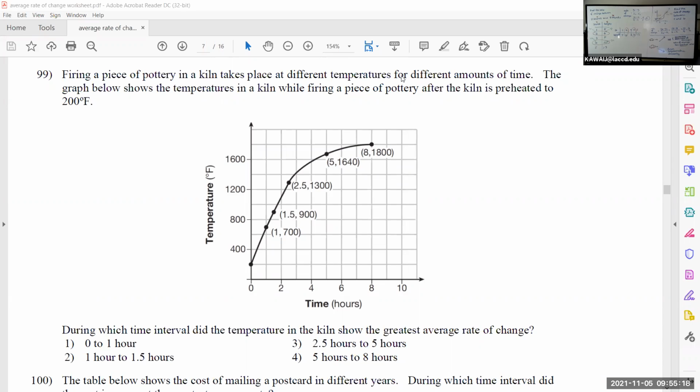Okay, now in terms of which one looks like they are increasing the most, it's definitely not this one. And it's definitely not this one, right? They're the flattest. I think we're looking at either 0 to 1 hour or 1 to 1.5. And since we're running out of time, let me knock that out.